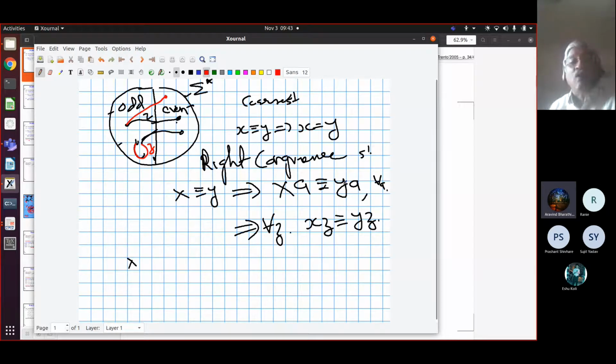Yes, sir. Now, is this a necessary property of an equivalence relation? No, this is not a necessary property of an equivalence. Some equivalences will not satisfy this. Okay, so far it's clear.